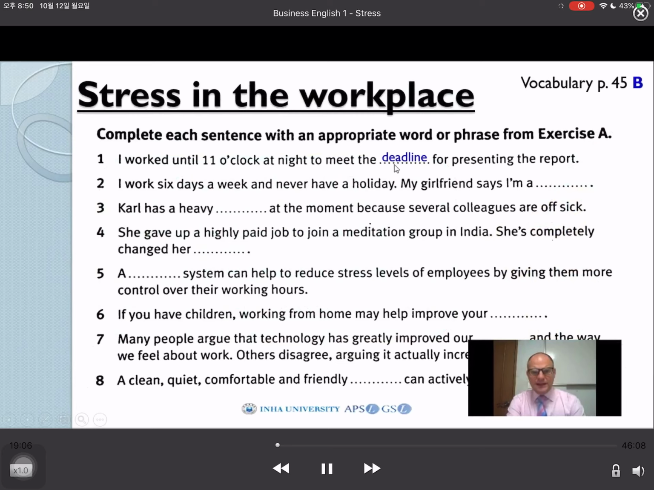And you've got to complete the sentences with the appropriate phrase from the previous exercise that you've just done. So for example, I worked until 11 o'clock at night to meet the deadline for presenting the report. So there you go. That would be quite stressful if you're working late at night to meet a deadline. Maybe that person needs to plan better and organize their work better so they're not working at 11 o'clock at night. So work your way through those sentences and complete them with the appropriate word or phrase.